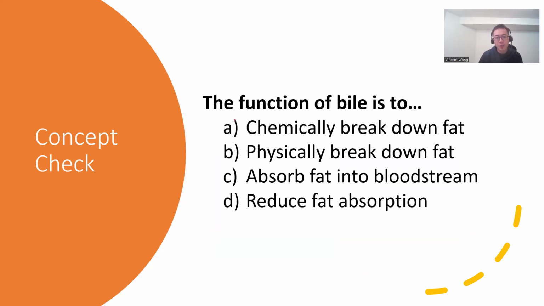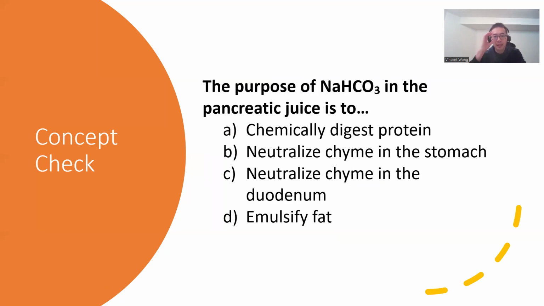Okay, the function of the bile is to physically break down the fat, chop it into smaller pieces, right? So it's easier to be further broken down. The purpose of the sodium bicarbonate is to neutralize the chyme in the duodenum. Many people mistakenly choose B, but the neutralization doesn't happen in the stomach. The neutralization happens in the duodenum, because the duodenum is the part that doesn't have the mucus, right?